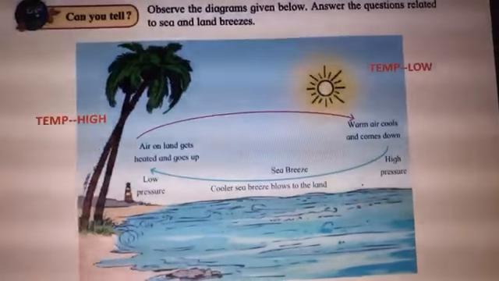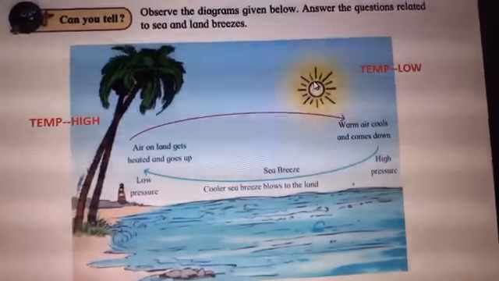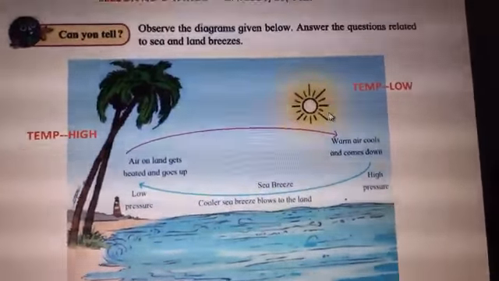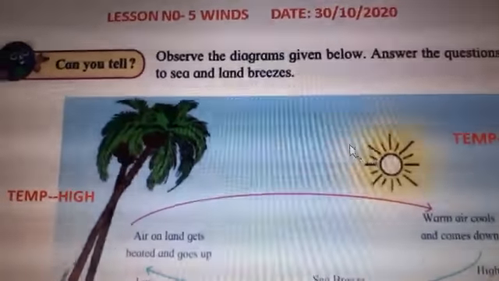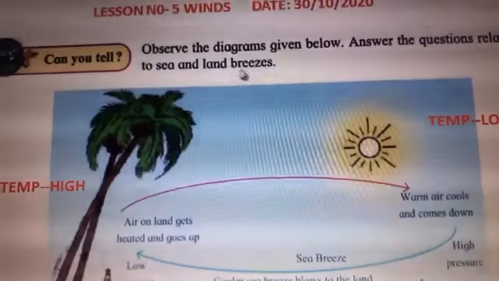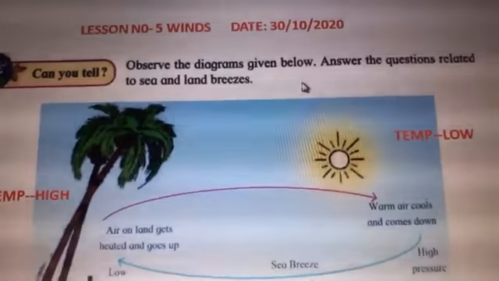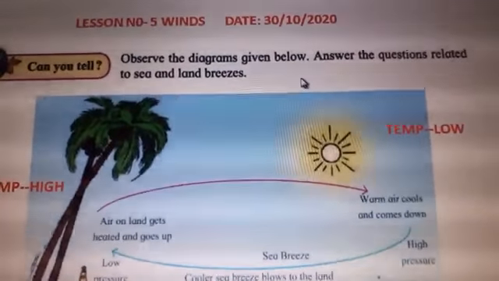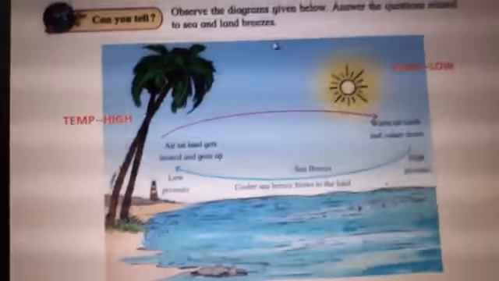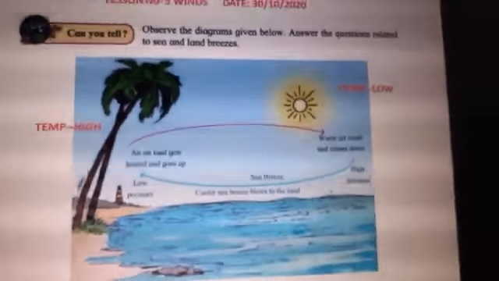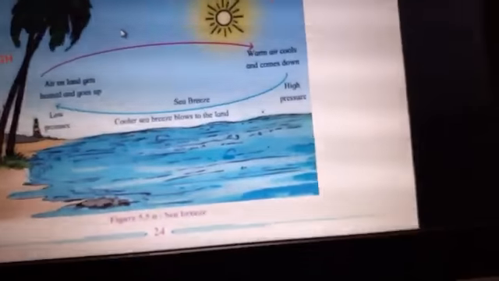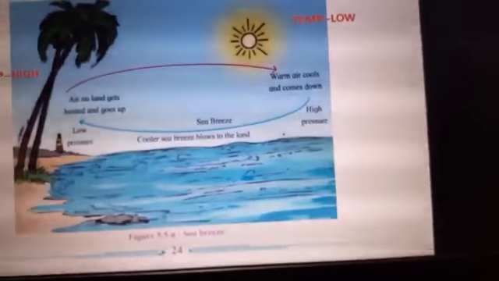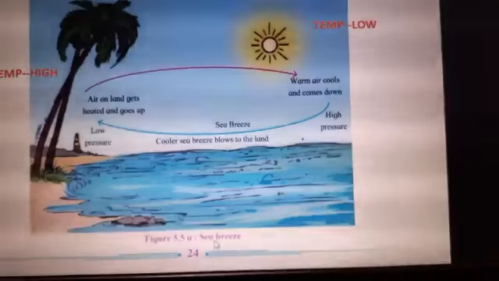Now it is clear to us that if the sun is visible, then it is daytime, right? So what we have to do? Observe the diagrams given below. Answer the questions related to the sea and land breezes. Let us see what sea breezes and land breezes are. This is the diagram of figure 5.5a, that is the sea breeze.